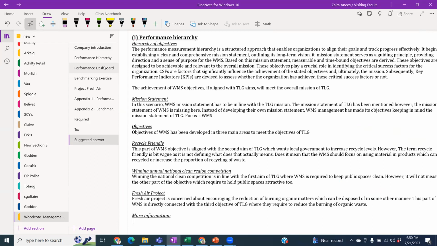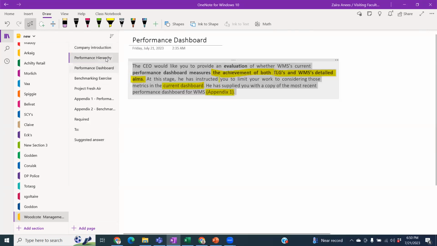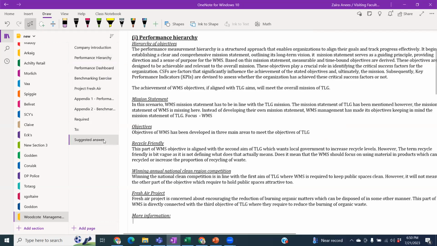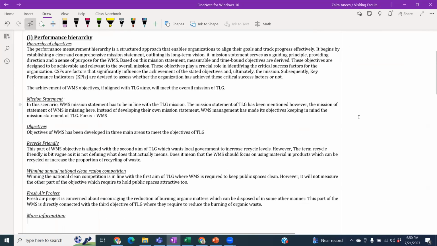Okay. Shall you proceed? 1 minute, 1 minute. I want to read that KPI part. Okay. This part? Yeah. Okay. Move on.